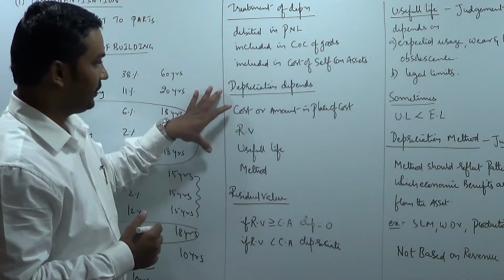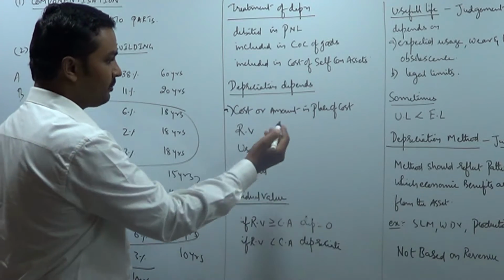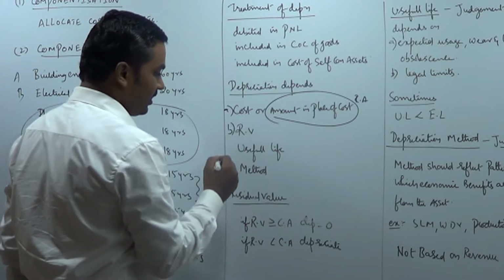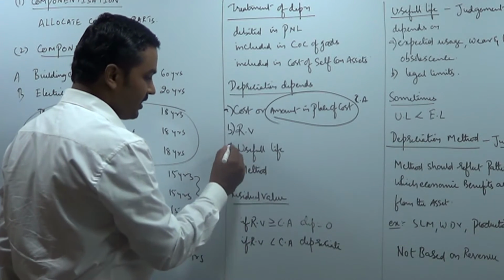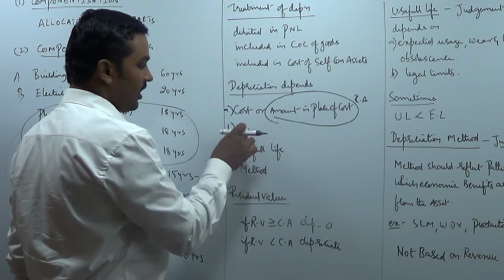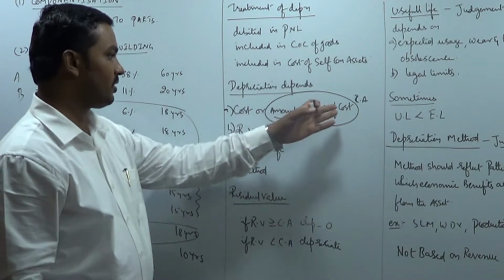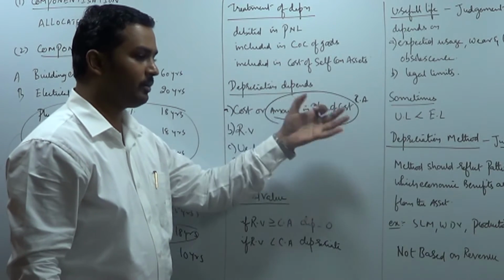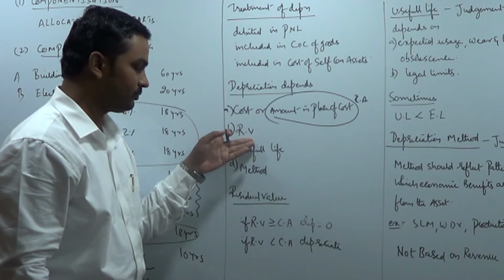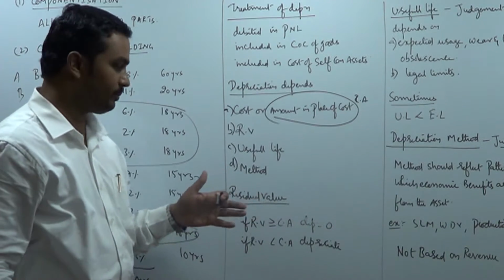Okay. Now, depreciation actually depends upon certain factors. A, cost or the amount in place of cost. This is nothing but the revalued amount. Or B, the residual value of the asset. C, useful life of the asset. And D, method. So these are the factors which play a role in calculation of depreciation. Cost or amount in place of cost. When an asset is revalued, the revalued amount or the fair value of the asset would take the place of cost. Residual value, then useful life, method.